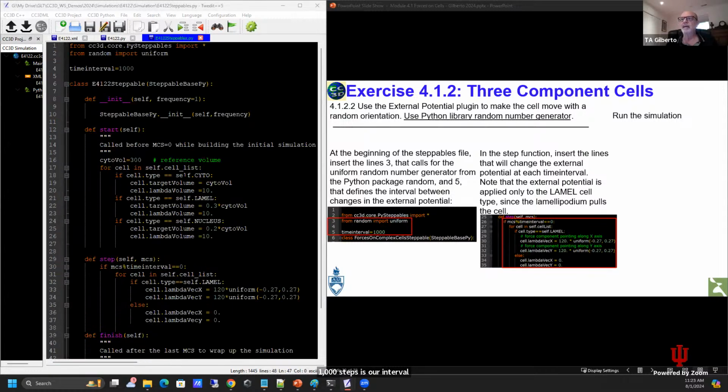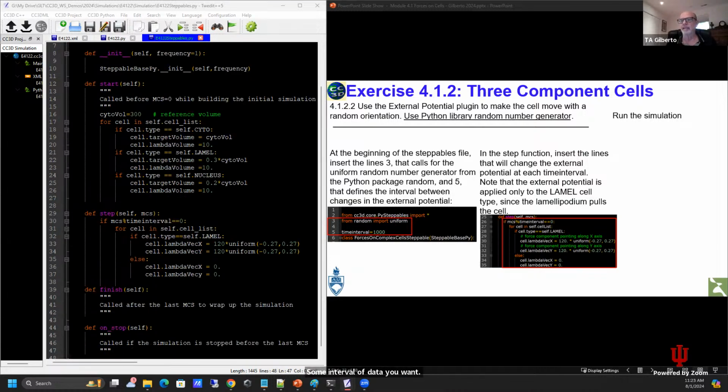And I will load from the Python library a function called uniform. This function gives you a uniform distribution between some interval of data you want. Okay, let's do that.